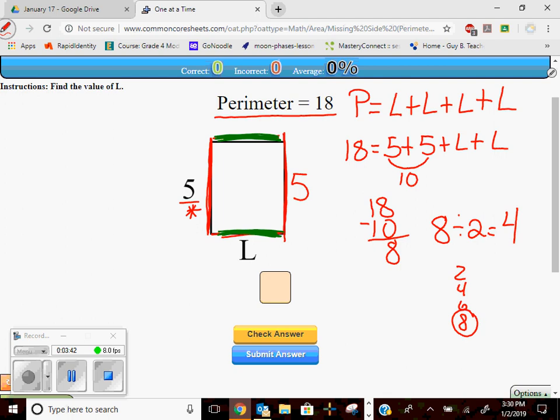I'm going to circle that. It is the 4th multiple. So my answer is 4. That means that this L, this missing length, must be 4. And if that side's 4, then the opposite side is 4 as well.